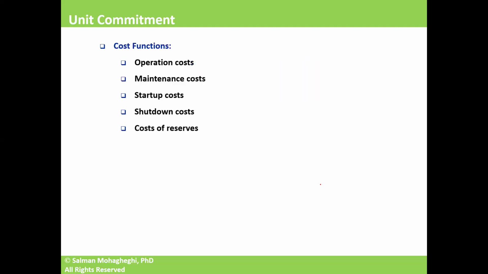Now, when you look at the cost functions, there are quite a few things. The most important of which, obviously, is the operation cost of the units that are online. But there are other factors. For example, maintenance costs associated with units that need to go through planned outages for maintenance purposes. There are startup costs. These are the costs that are associated with bringing up a unit to operation. A large unit, think of it as a coal-fired power plant or a nuclear power plant. These are not plants that can be switched on or off just like that.